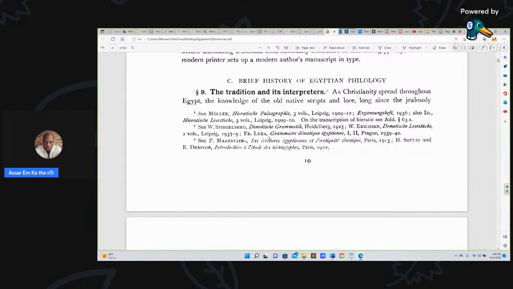2 volumes, Leipzig. Lexagrammari demotic Egyptian, 1 and 2, Prague. All these here, you can get these. That's Tours Egyptian et Pentecote Classique. This is in French. These upper ones are in German. This is by H. Satis and E. Dryorton. Introduction à l'étude des hieroglyphes in Paris, 1922.